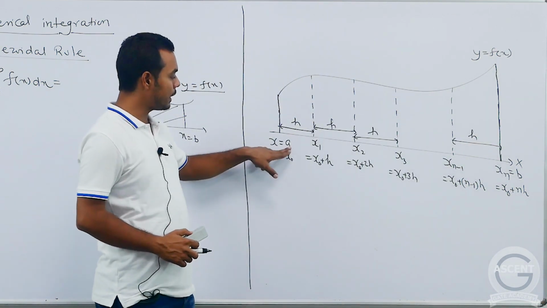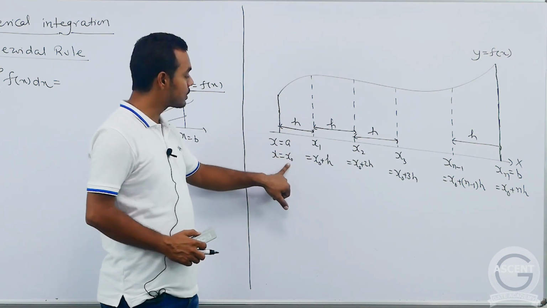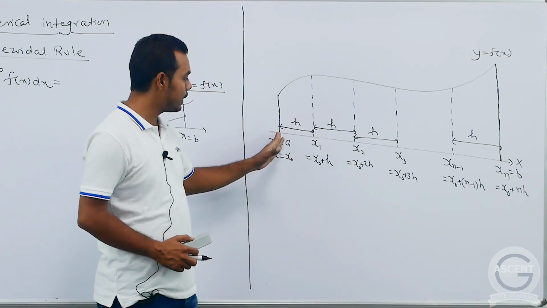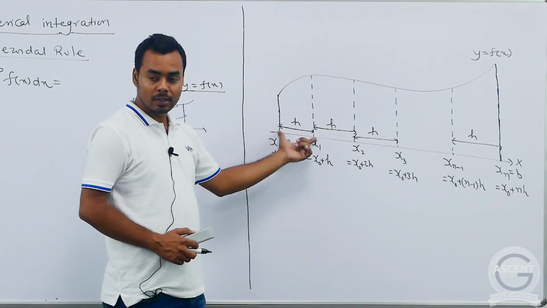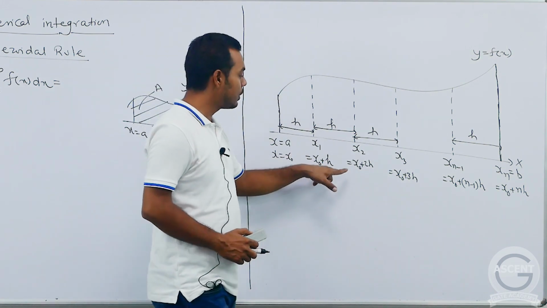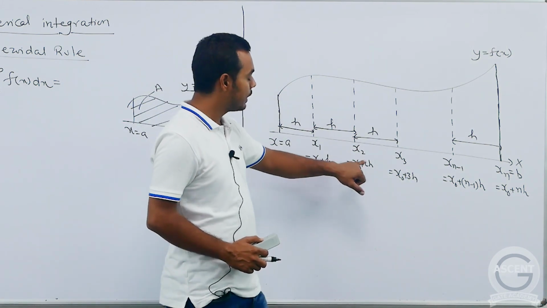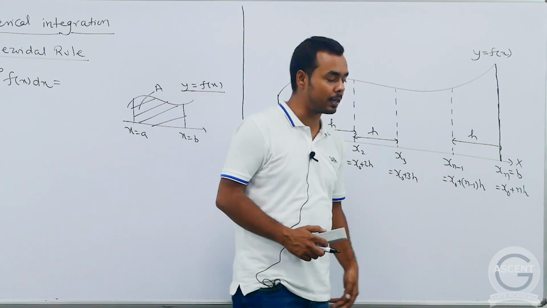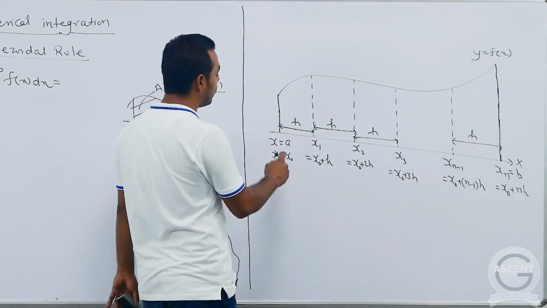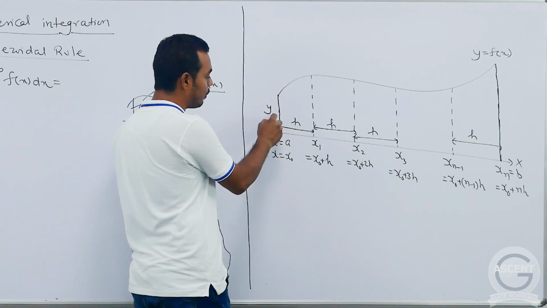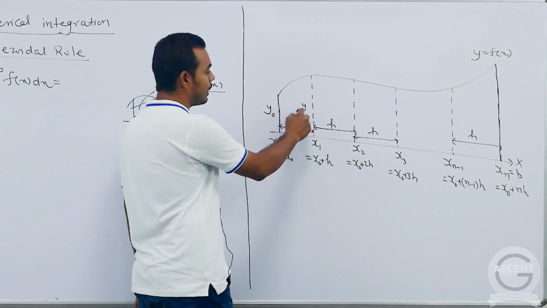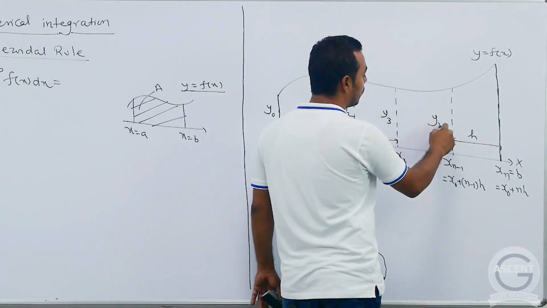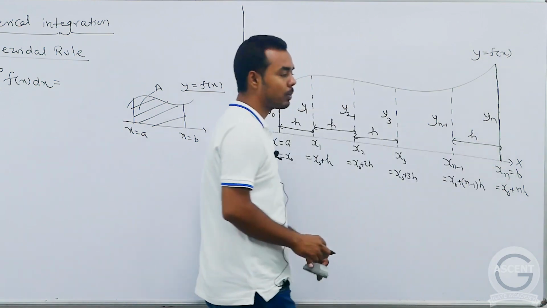So if the first point is a, which you can call x naught, the second point x1 will be x naught plus h. This point is x naught and this distance is h, so this will be x naught plus h. The next point will be x naught plus 2h, similarly x3 will be x naught plus 3h and so on, and the last one, xn, will be x naught plus nh. The corresponding value of y, when x is x naught, is y naught. When x is x1, the value of y is y1. Similarly, here the value of y is y2, y3, yn minus 1, and here the value of y is yn.